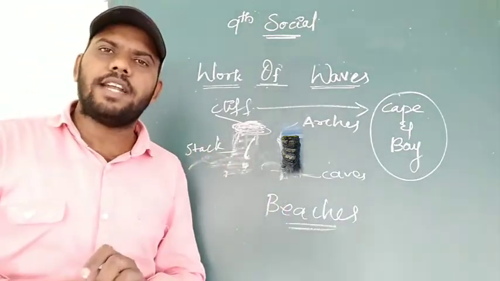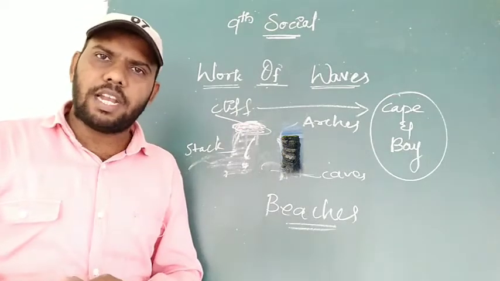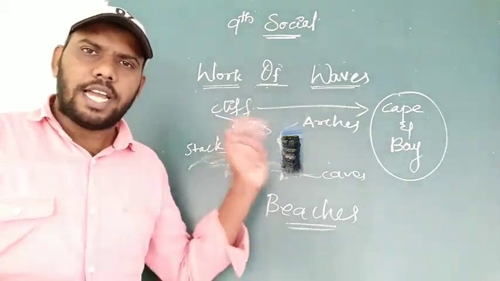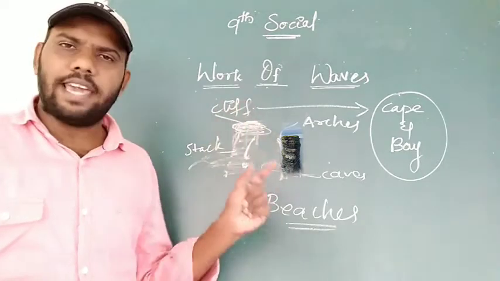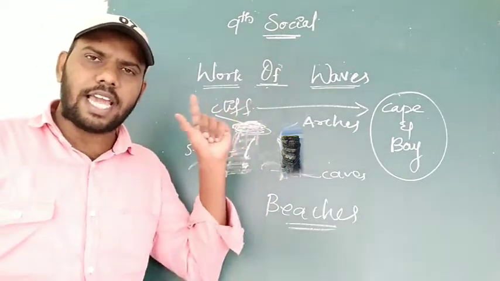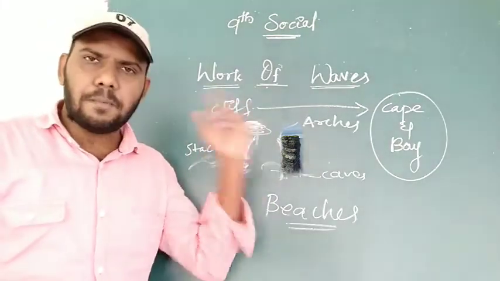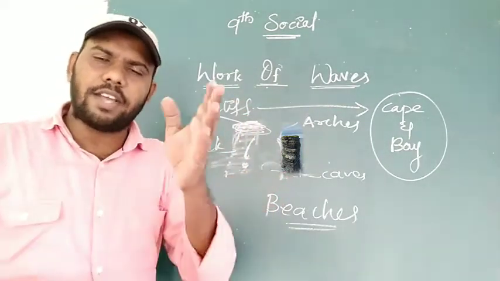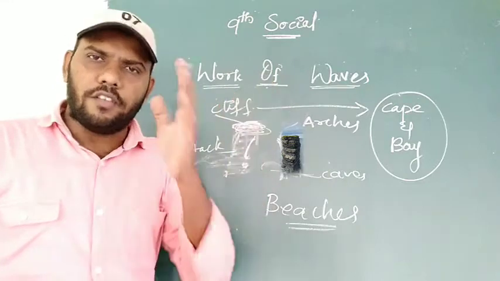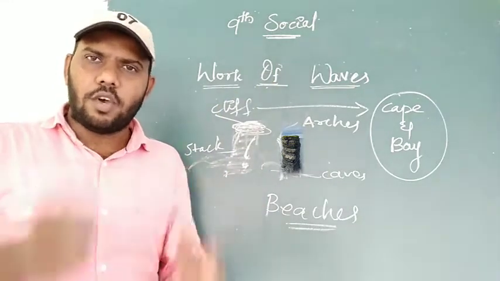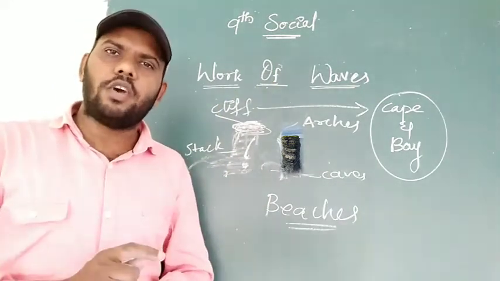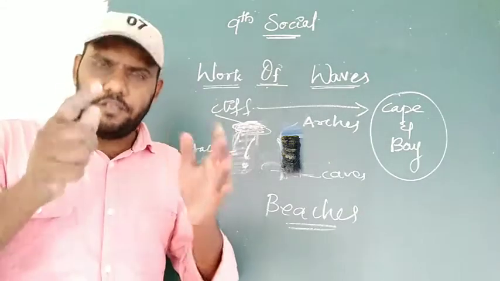So here we mainly understood the coastal landforms: beaches, sea caves, sea arches, sea stack, sea cliff, cape, bay. These are the landforms created by the work of waves. I hope you understood well, children. Next we are going to understand the work of the wind.